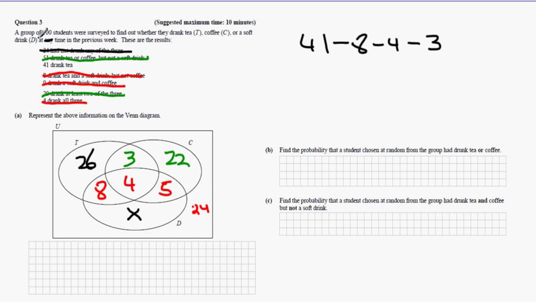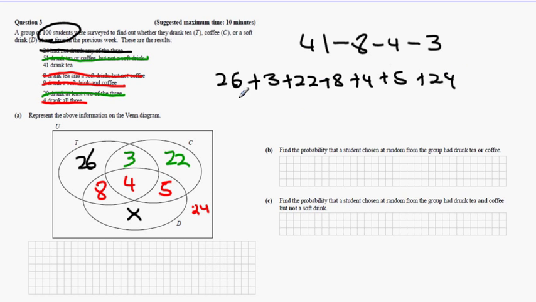And remember, it's 100 students in total, so we're going to add up all the other numbers and take them away from 100. So we're going to have 26 plus 3 plus 22 plus 8 plus 4 plus 5 plus 24. We're going to get 30, then we're going to get 59. 59 plus 8 is 67. 67 plus 5, 72... Oh, 92. So 92 from 100 leaves 8. So this number here is going to be 8.